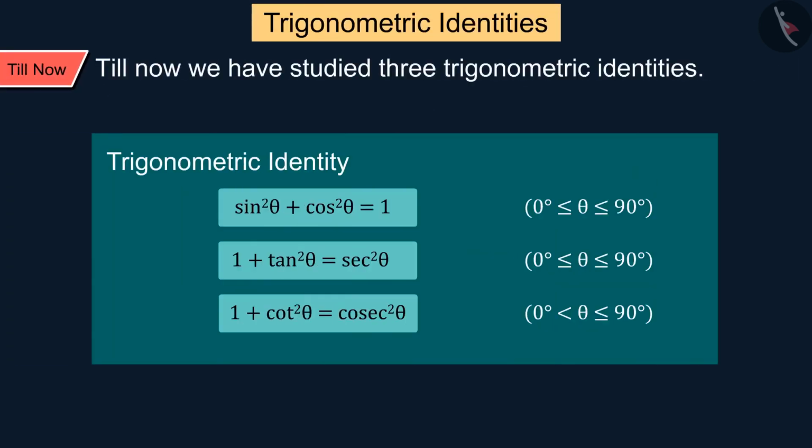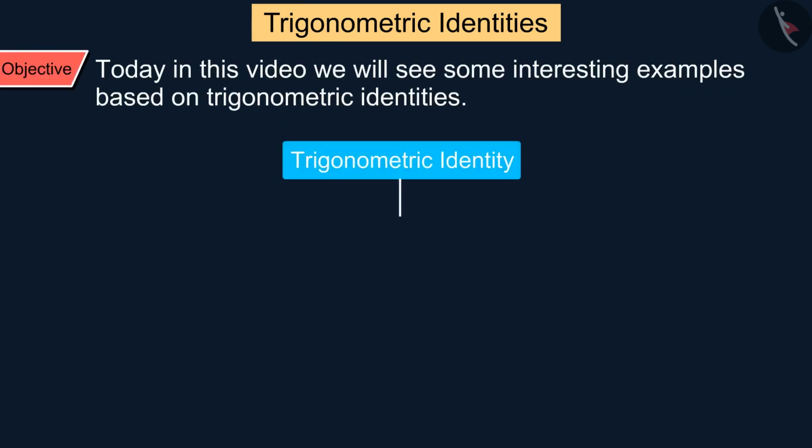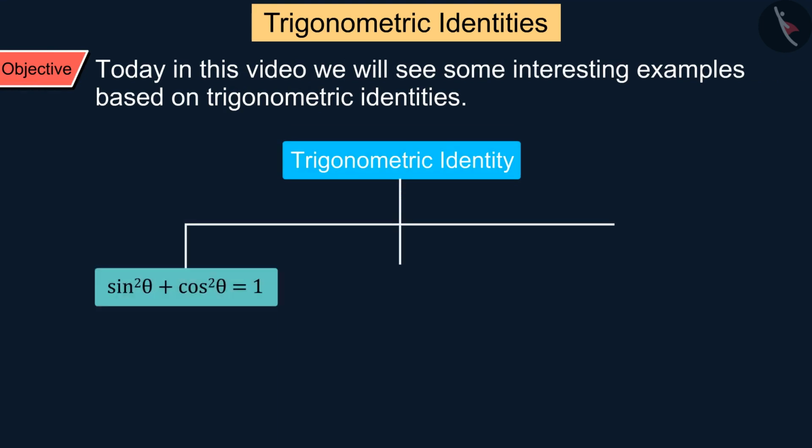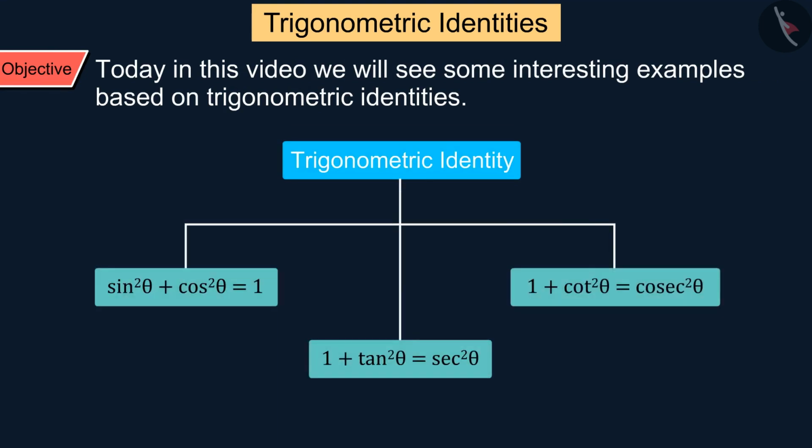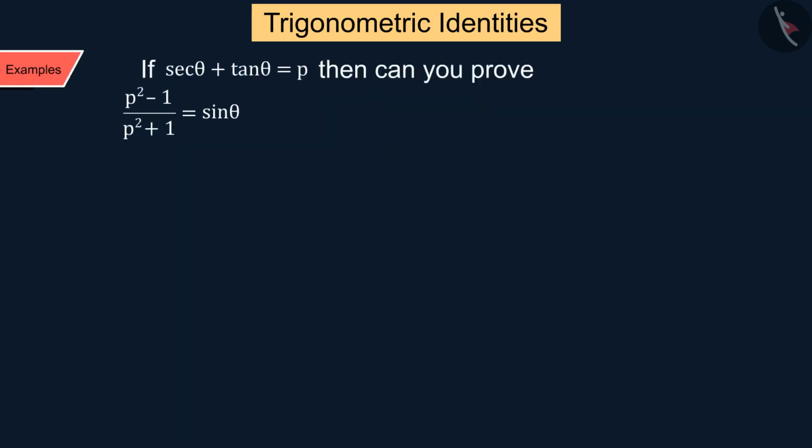Welcome to this video. Till now, we have studied three trigonometric identities. Today in this video, we will see some interesting examples based on trigonometric identities. If the value of sec theta plus tan theta is p, then can you prove that the square of p minus 1 upon the square of p plus 1 will be equal to sine theta?